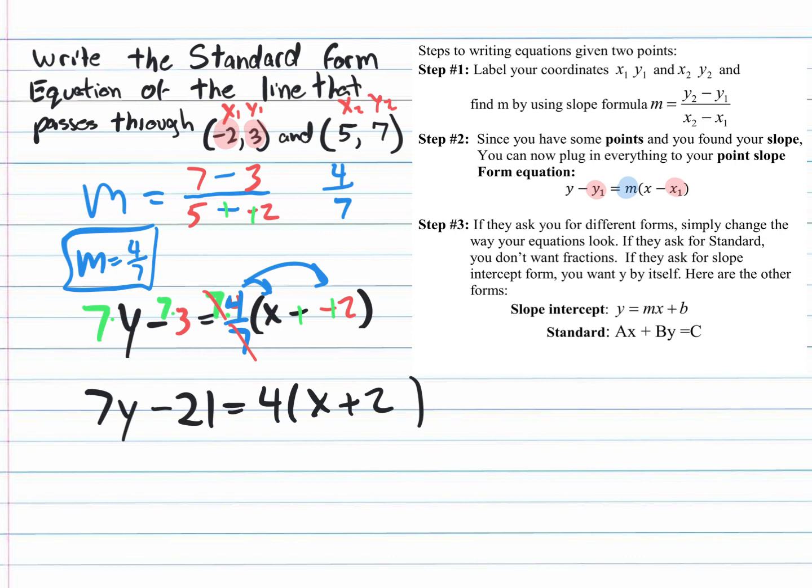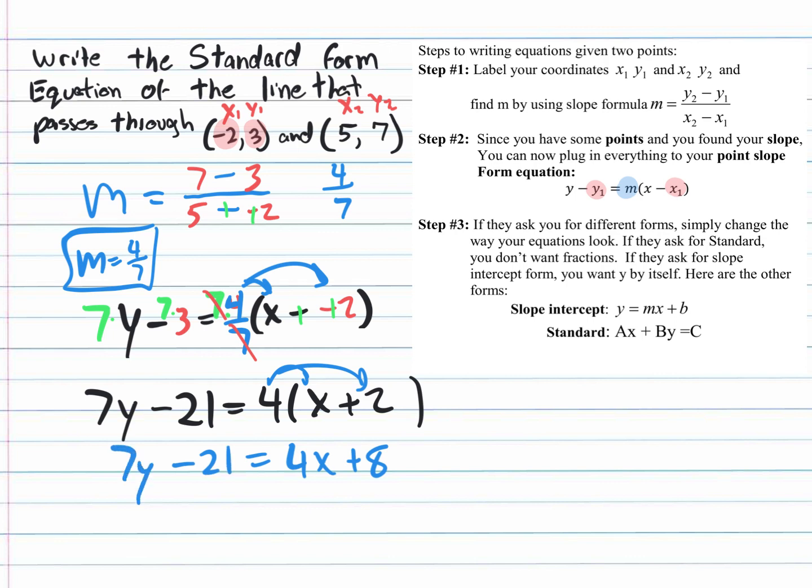And now we could distribute. Not only that, guys, if they did ask for standard form, we should remember that standard form is no fractions, so that's a great thing to do to get rid of the fraction right from the start. So now we're going to distribute that 4. 4 times x, 4x, 4 times 2 is 8. Bring down the equal sign, the minus 21, the 7y.